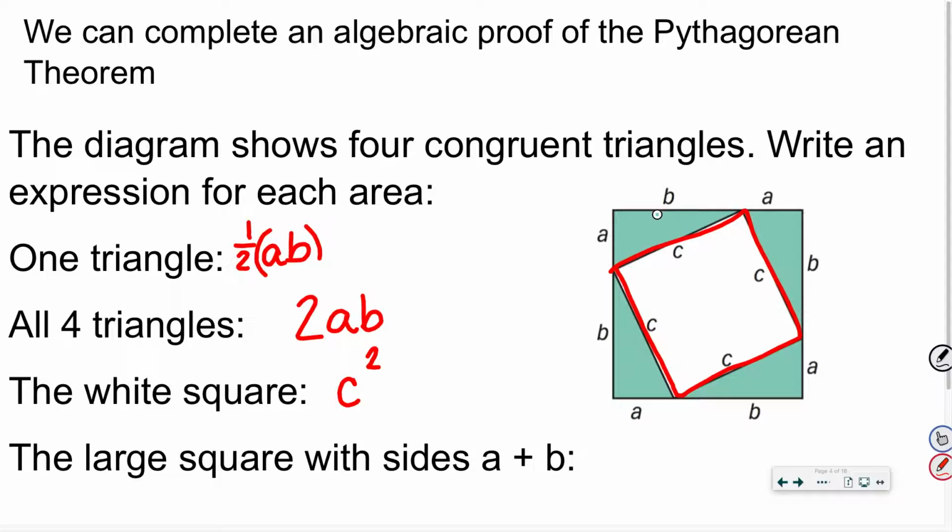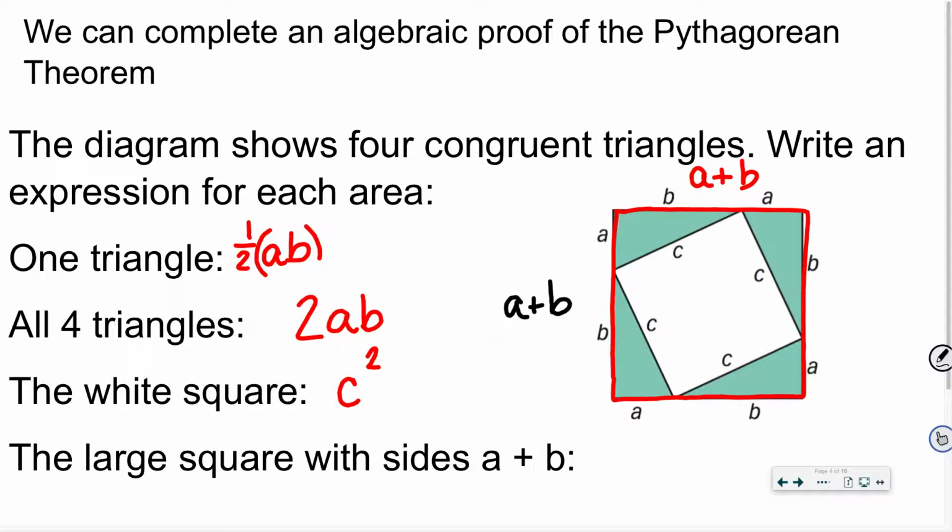Now, this is the last part before we start to put it together. What about this whole square? What's the side length of this square? A plus B. So if I had A plus B and I wanted to find the area of it, what would I have to multiply? A squared plus B squared. No. What am I multiplying? I'll show you. A plus B times A plus B.